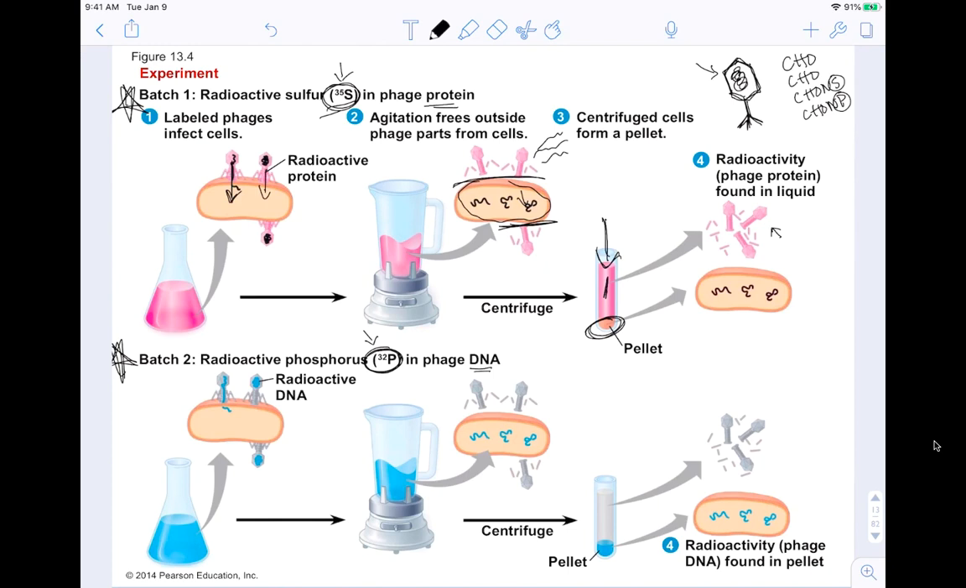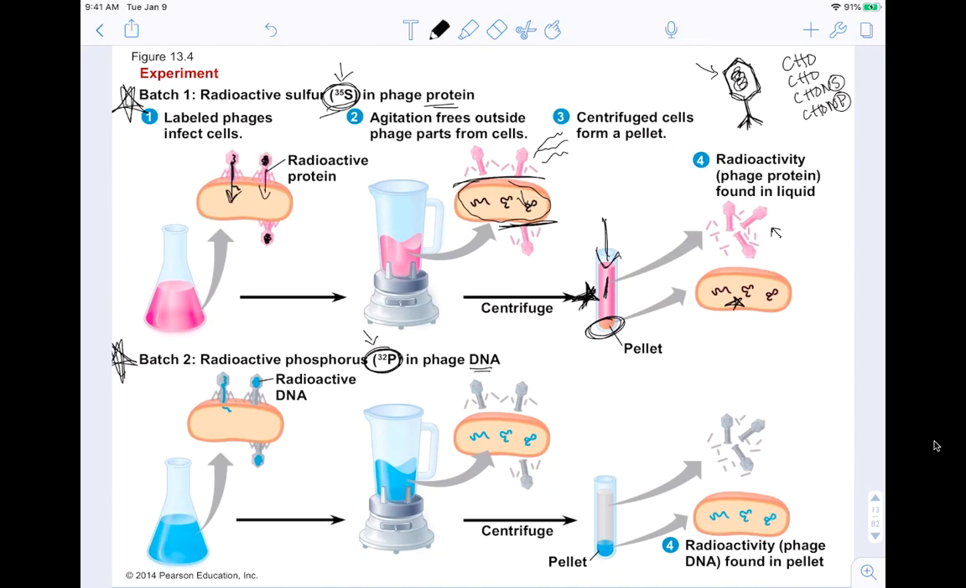which means that that is where the protein is. Well, I told you that there's only two parts of a bacteriophage. So if the protein is out here, the DNA has to be inside of the bacteria here. And if we see glowing happening here in the solution, you know that what you labeled is not inside of the bacteria. So we can see here that the protein never went inside of the bacteria, which means that protein cannot be the genetic material because it never even entered the cell.